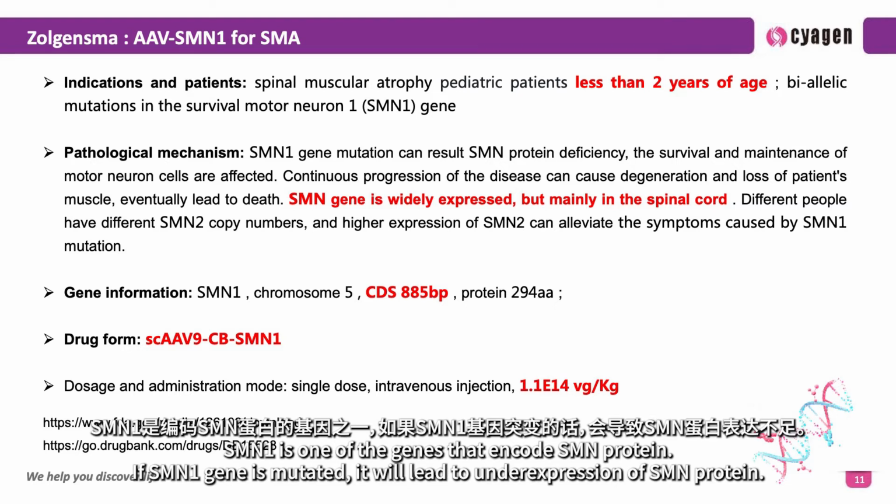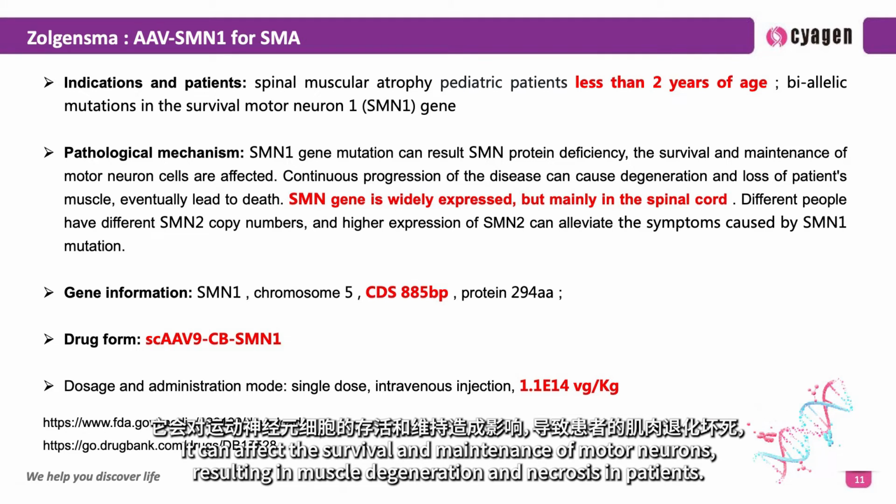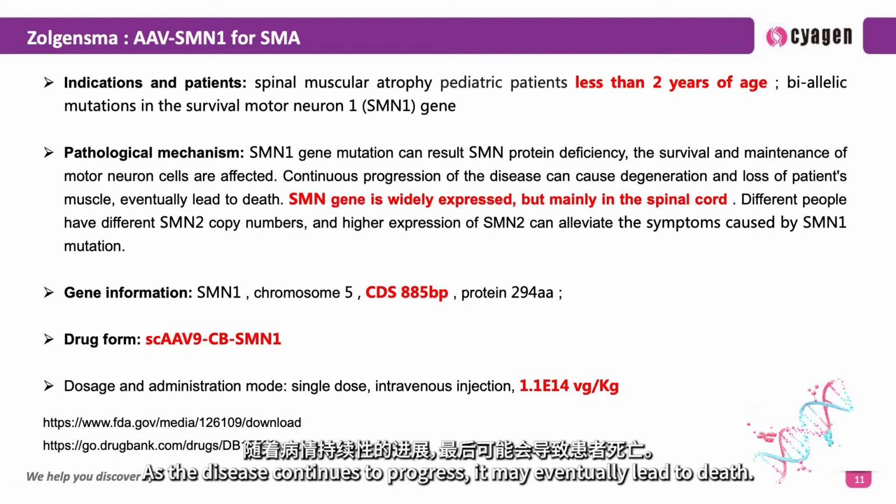Now let me introduce the SMN1 gene to you. SMN1 is one of the genes that encode SMN protein. If SMN1 gene is mutated, it will lead to underexpression of SMN protein. It can affect the survival and maintenance of motor neurons, resulting in muscle degeneration and necrosis in patients. As the disease continues to progress, it may eventually lead to death.